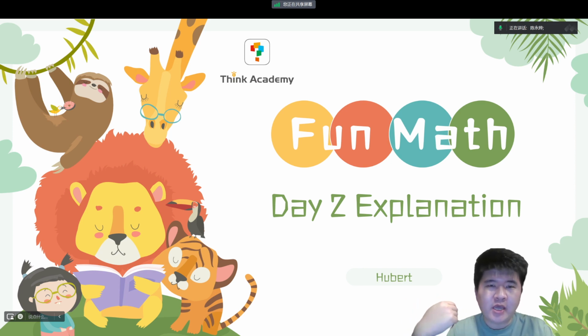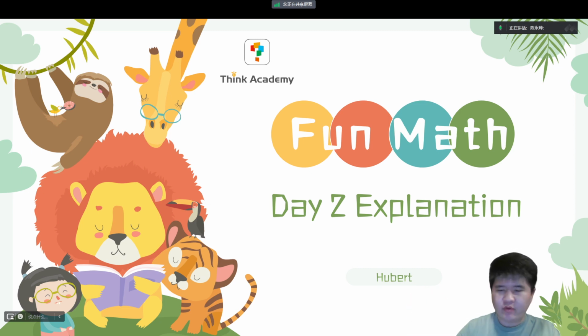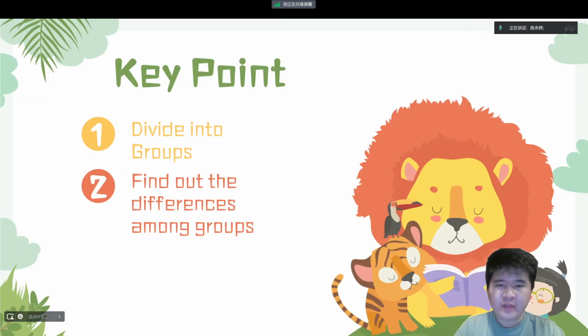I'm Hubert, and today we're just going to look at two questions about making comparisons and finding out the different one. And we are trying to use the least amount of weighings to find out the answer. Here, these two questions provide two important ideas. The first one is that we should divide a very large group into some small groups so that we can narrow the possible range.